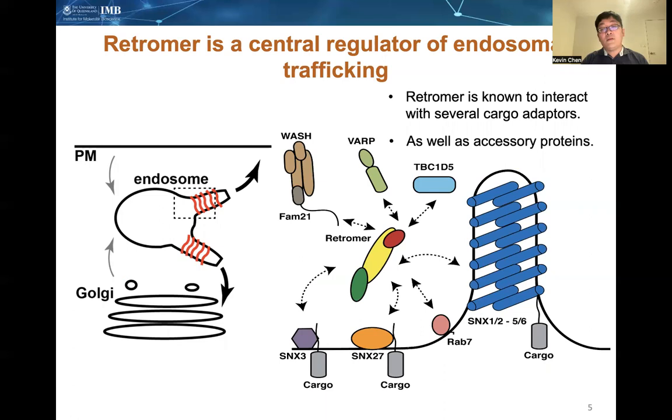The other category is not really cargo adapters but more like regulatory proteins. For example, Rab7, the GAP or GTPase activating protein of Rab7, TBC1D5 for example, or VARP, or the WASH complex, FAM21 of the WASH complex. They are more like accessory or regulatory proteins of the retromer.